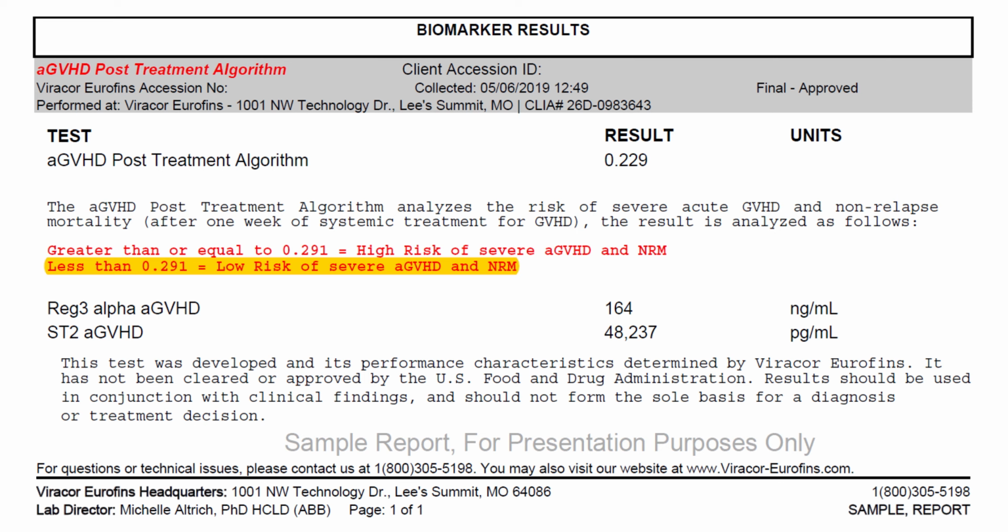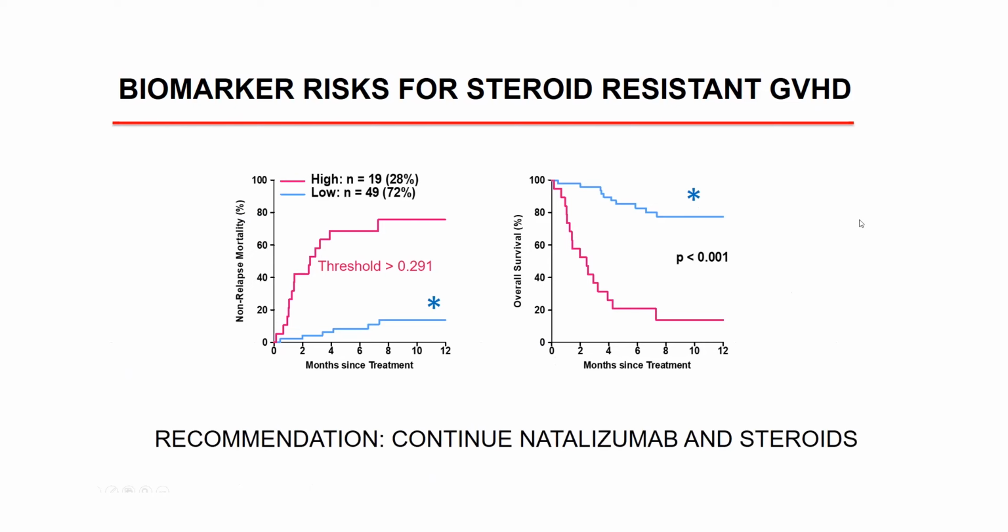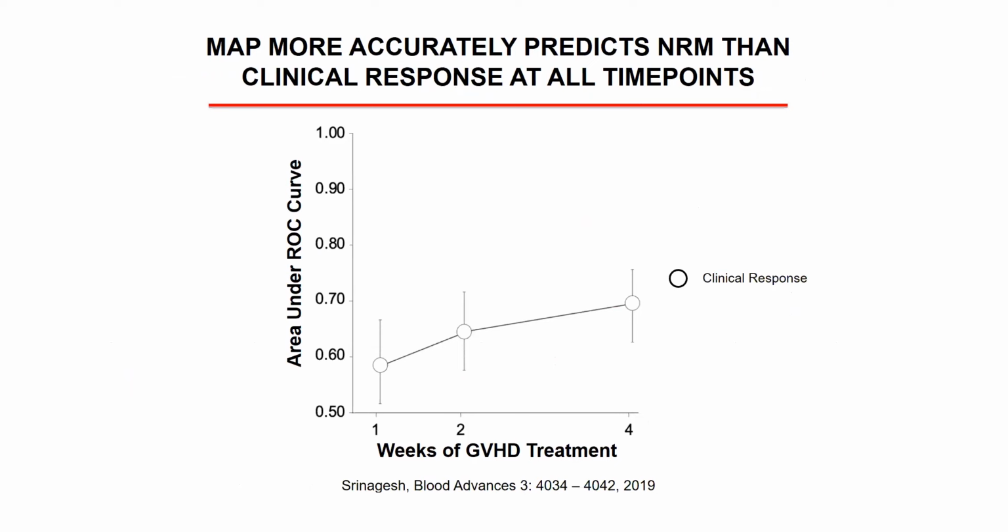This is the acute GVHD post-treatment algorithm, 0.229, and less than 0.291, low risk of severe GVHD. And here you have the individual biomarkers listed for you again. And so he's on the blue line with low NRM and good 80% overall survival. So the recommendation for this patient would be to continue the natalizumab and steroids.